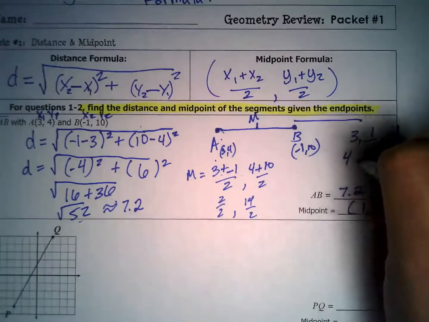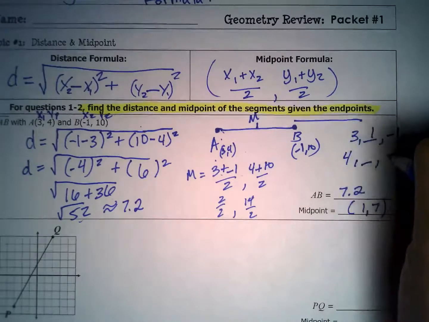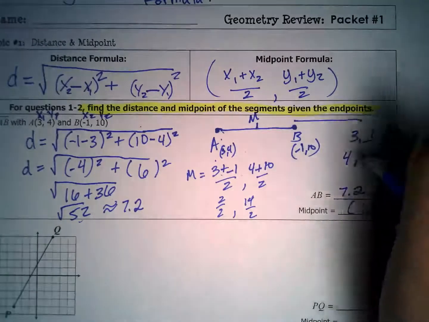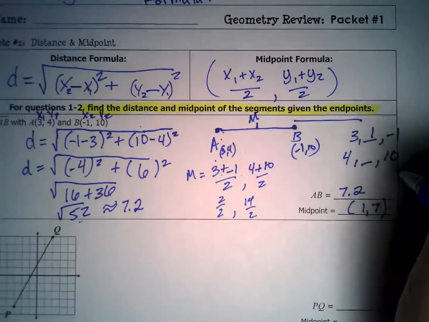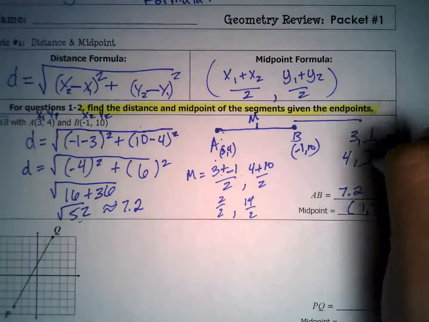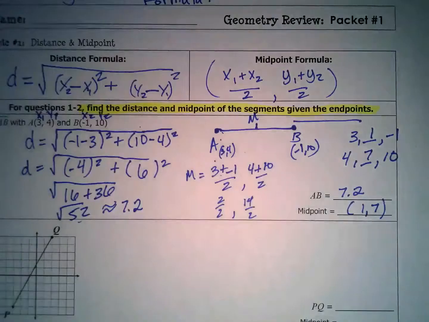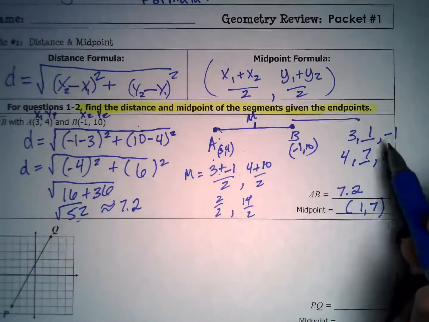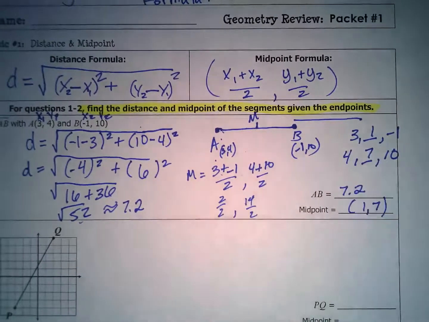Right here, 4, blank, 10. For this one, I am going up by 3. See that? That makes that 7. So what I just showed you is the shortcut: if they've given us the midpoint and another endpoint, we can figure out what the other endpoint is.